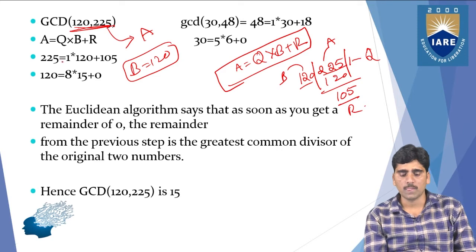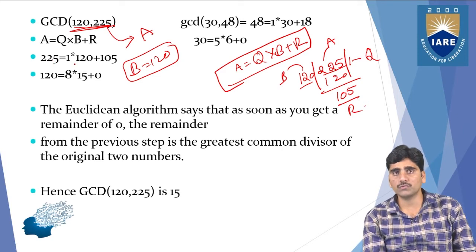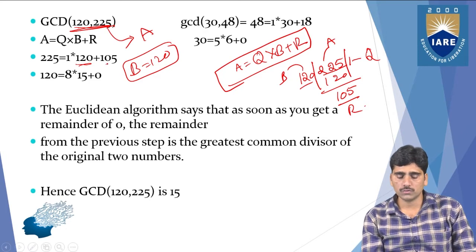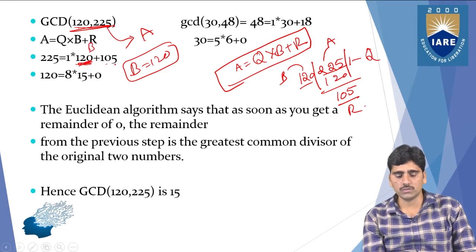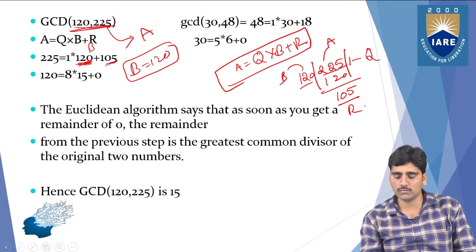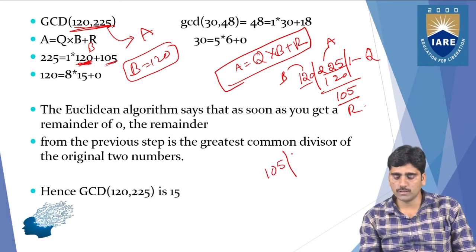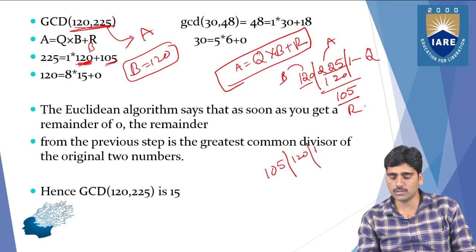So now we can see here, A equals 225 equals 1 into 120 plus 105. So now this is the B value, 120, and 105. So again, what we need to do is divide 120 with 105. So what will you get? 105 once 105, and again 15. So 15.